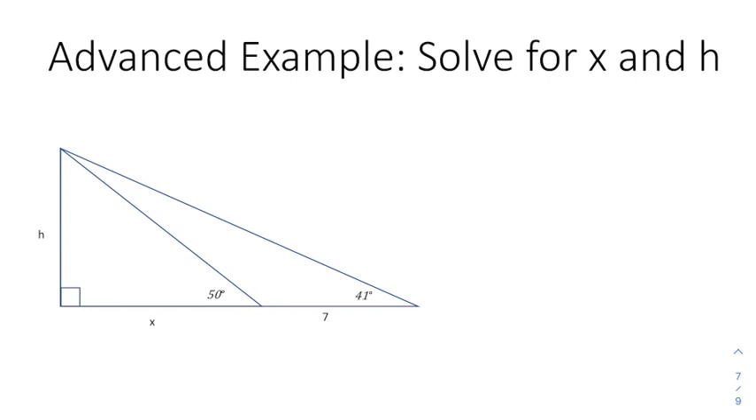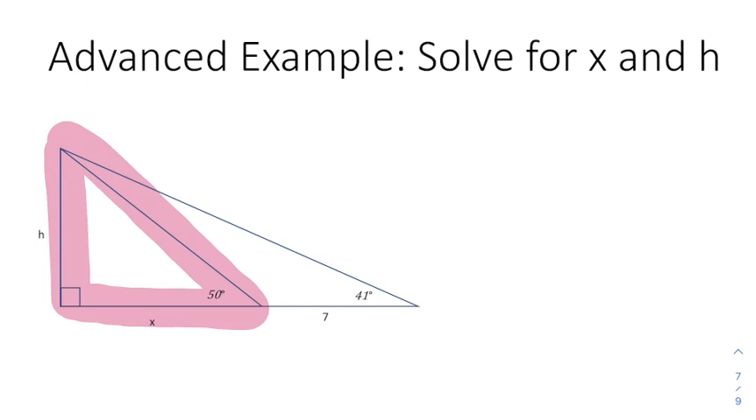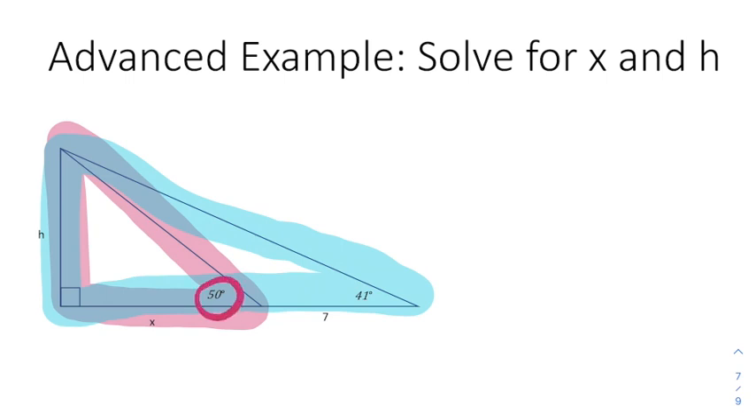Alright, so now we're going to do a more advanced example that's going to require us to look at two different triangles in one picture. The first triangle we're going to look at is the little triangle with the 50-degree angle. The other triangle we're going to look at is the big triangle with the 41-degree angle. In the little triangle, we have a 50-degree angle, and the two variables we're trying to solve for, h and x, are the opposite and adjacent sides of that little triangle.